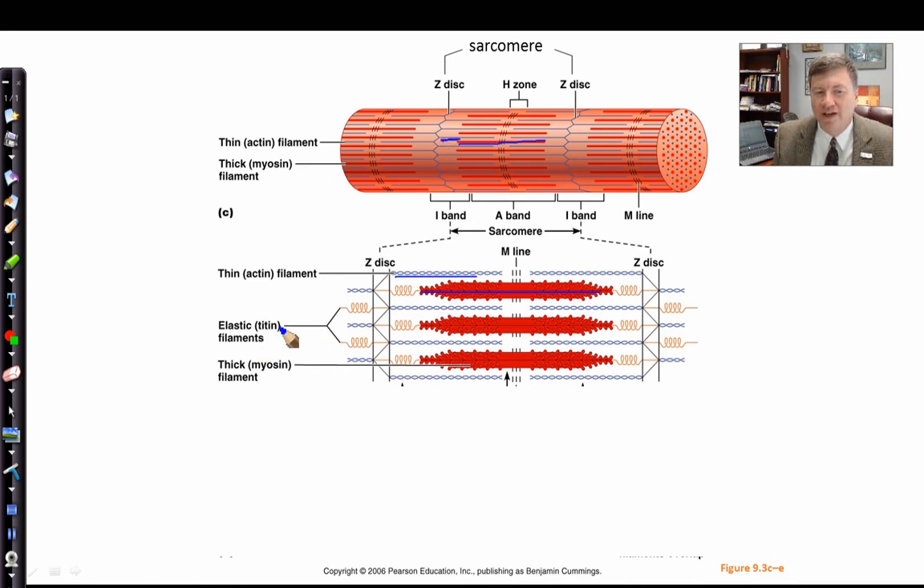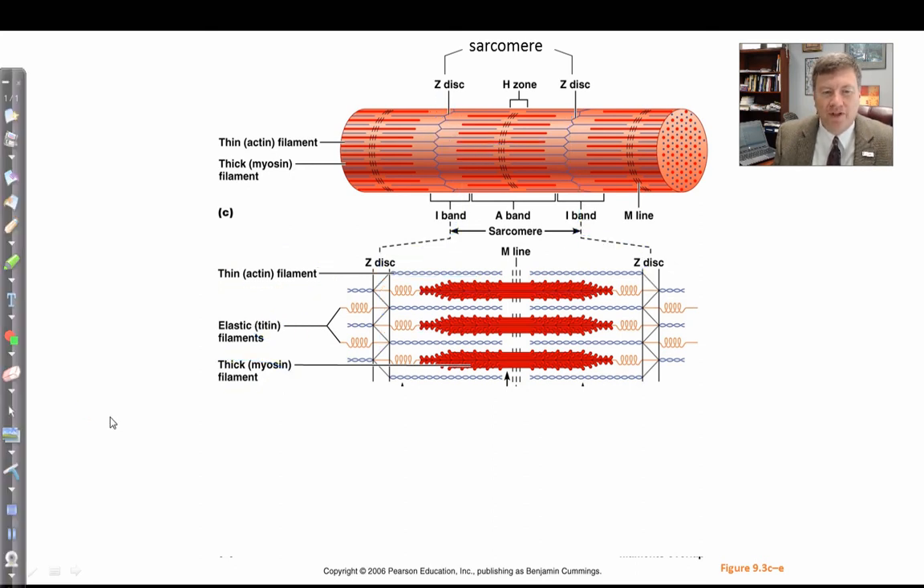There's one other kind of filament we won't focus on too much called titin. Those are these little springy ones. We're not going to focus on those too much. You really need to focus on the thin filaments, actin, and the thick filaments, myosin. So once again, we see the Z disc and the Z disc. And again, study these pictures until these things make sense. You have to see the sarcomere in there.